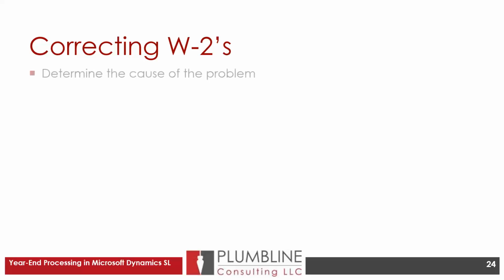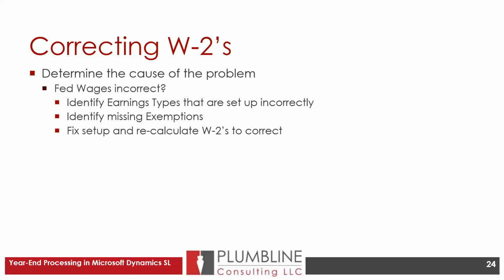Correcting our W-2s. First, we have to determine what the cause of the issue is. Are my federal wages incorrect? Identify earnings types that are set up incorrectly. Maybe identify missing exemptions and fix the setup and then recalculate your W-2s to correct them.